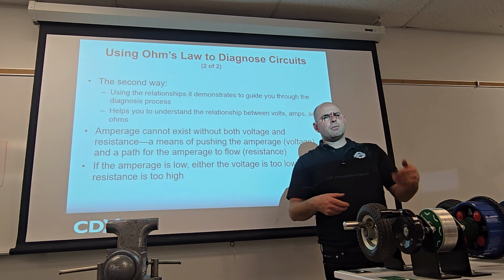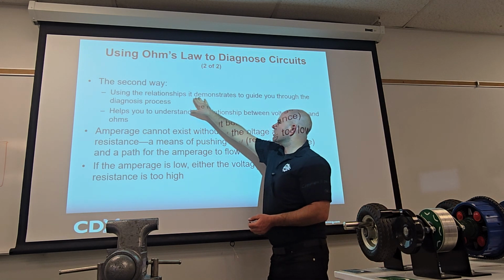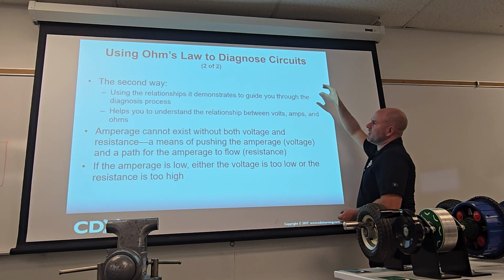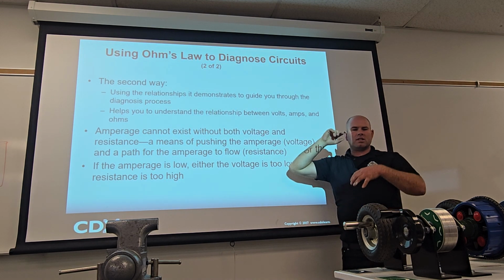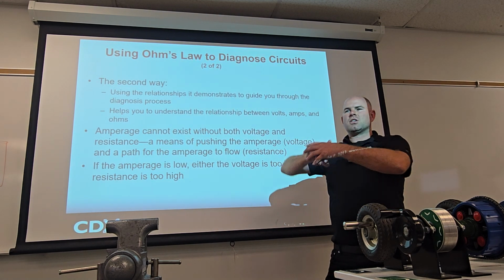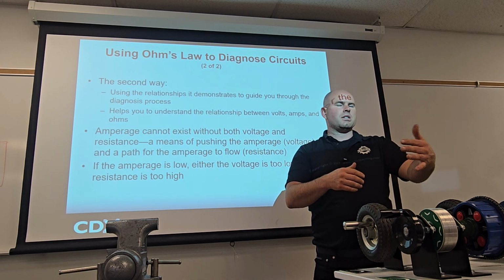So he had some experience, but he also understood how to use the relationships that Ohm's law demonstrates to guide you, right? So if there's excessive resistance, that means there's going to be excessive voltage drop. That means the load is going to drop less voltage, which means it's going to be dim.